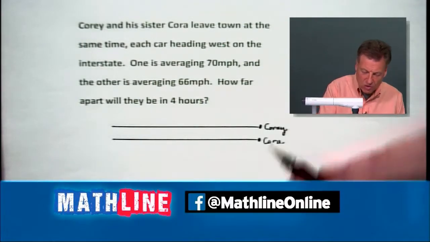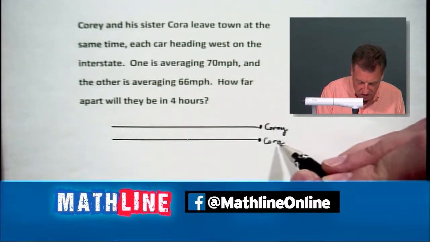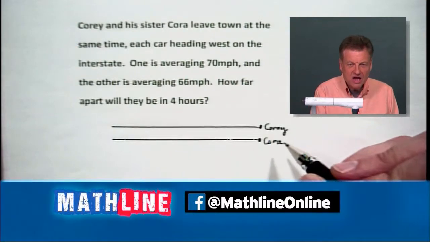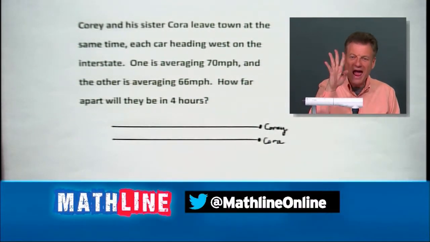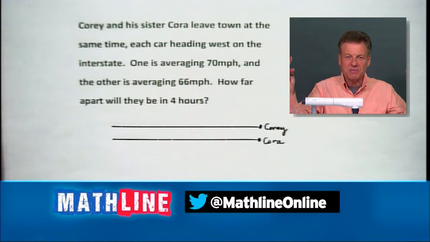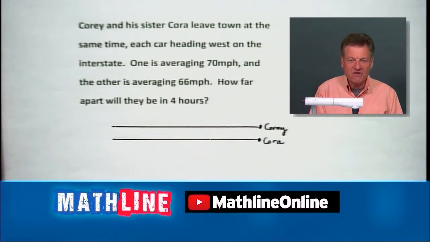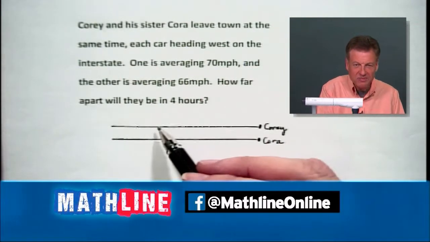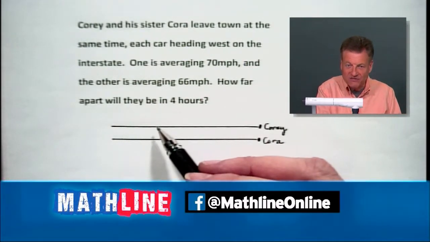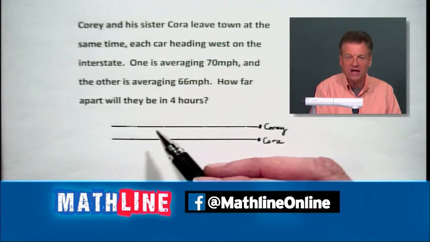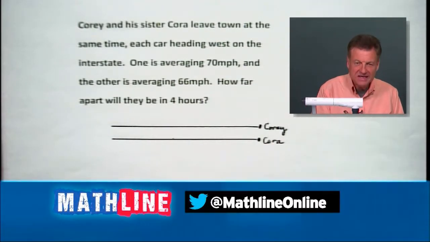Now, remember, Corey's going faster. Cora's a little bit slower. And they're both going to go 4 hours. Does that make sense to everybody? They aren't going to stay the same place, are they? One's going to go a lot further. Who's going to go further? Corey's going to make, well, looks like he's going to make 4 miles more per hour. And I already just gave away, didn't I? But let's see how this goes.